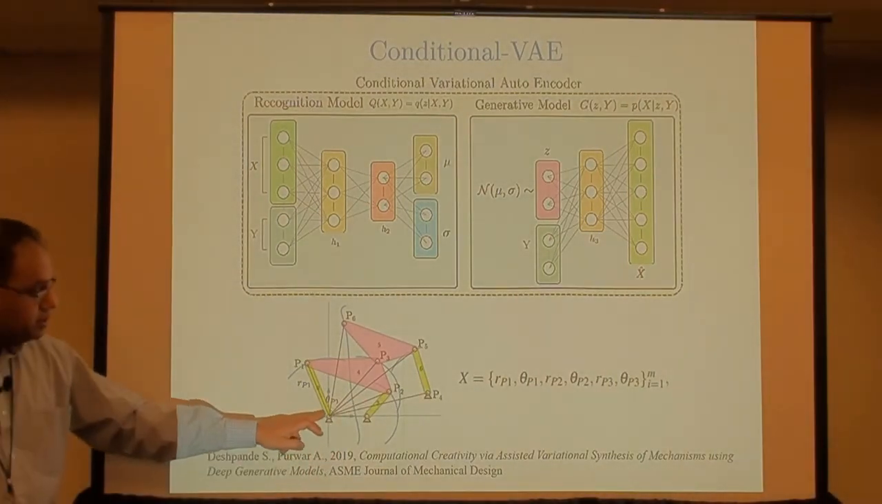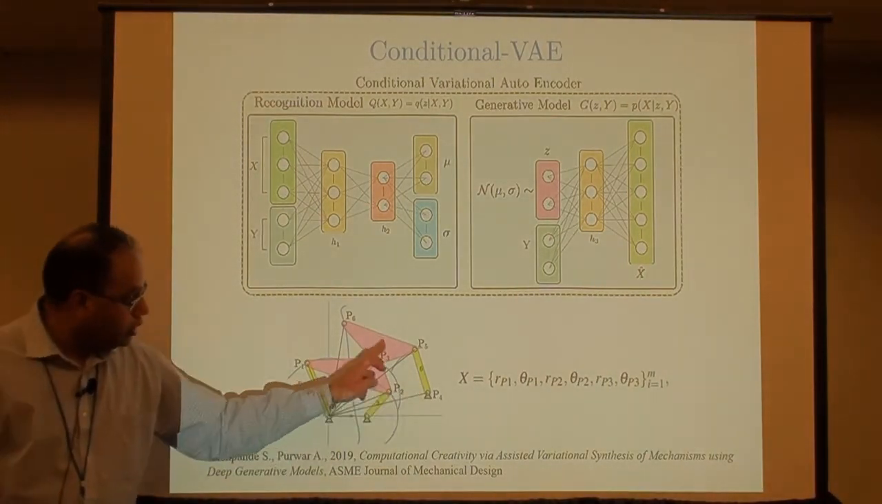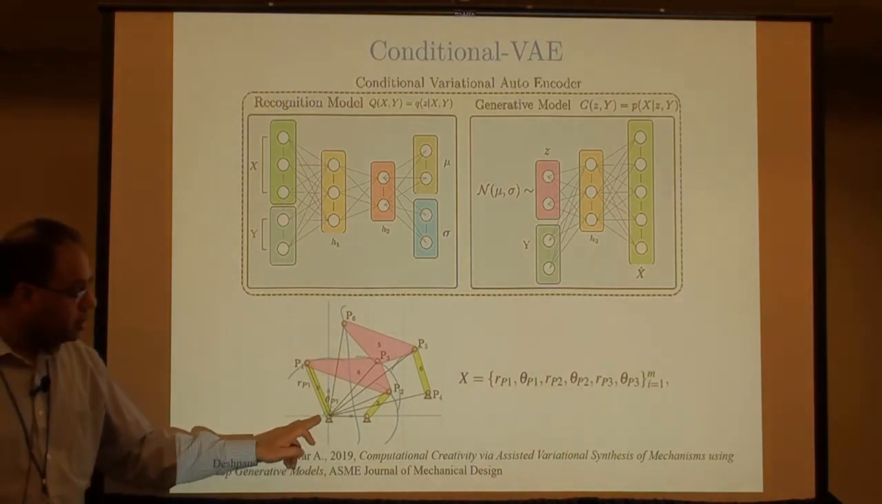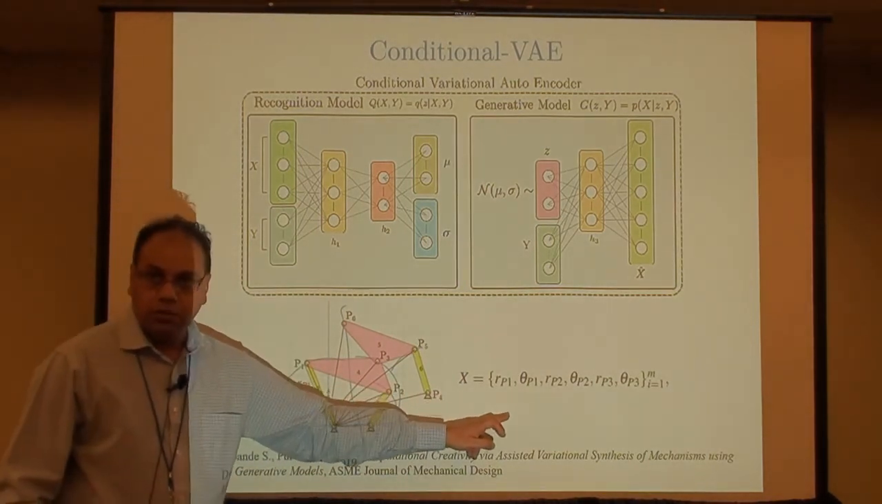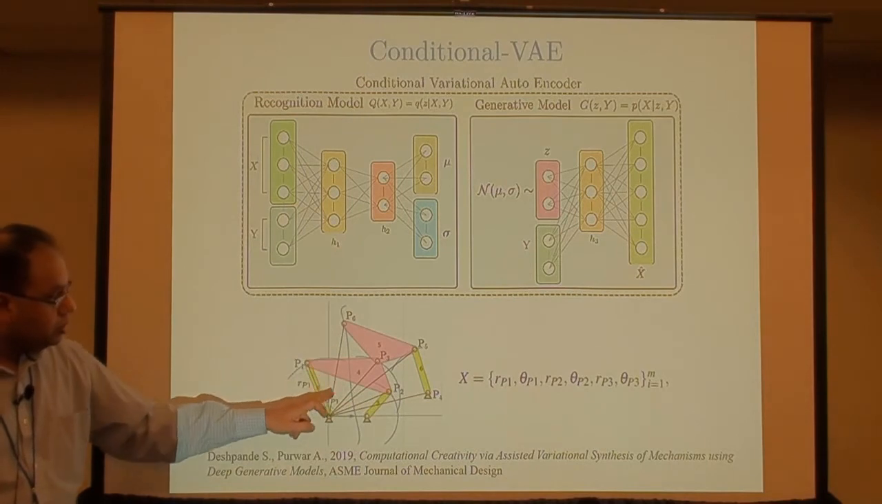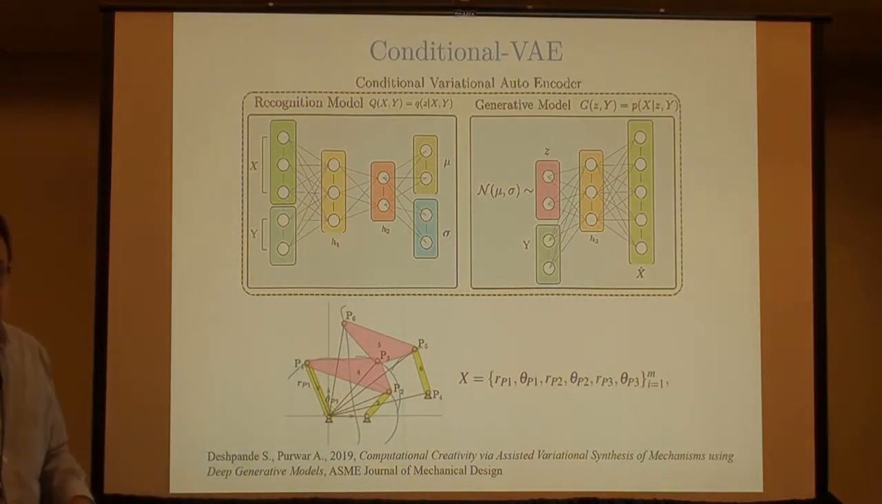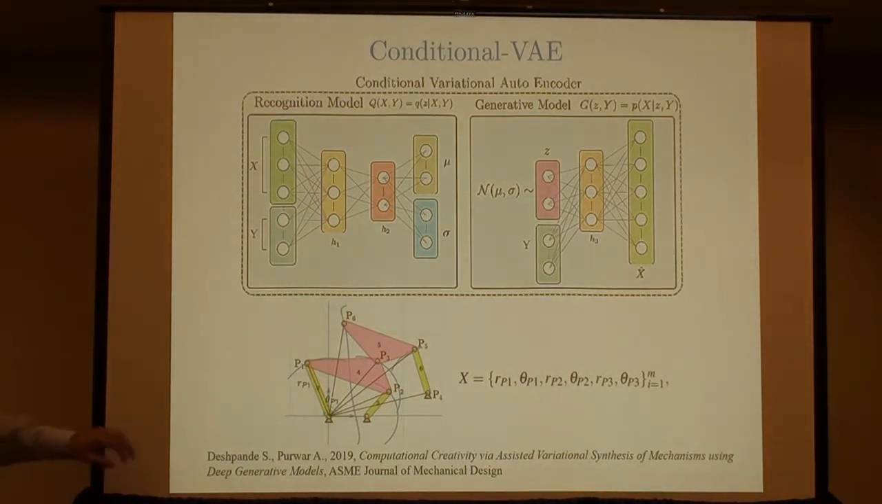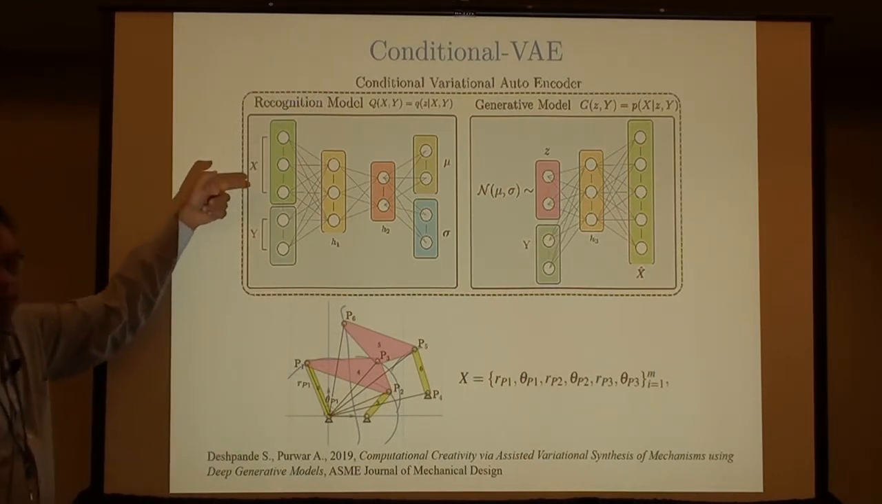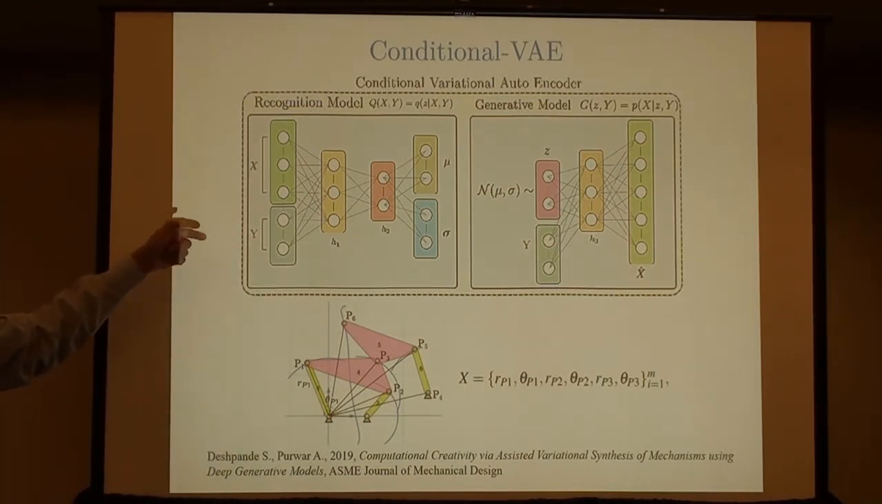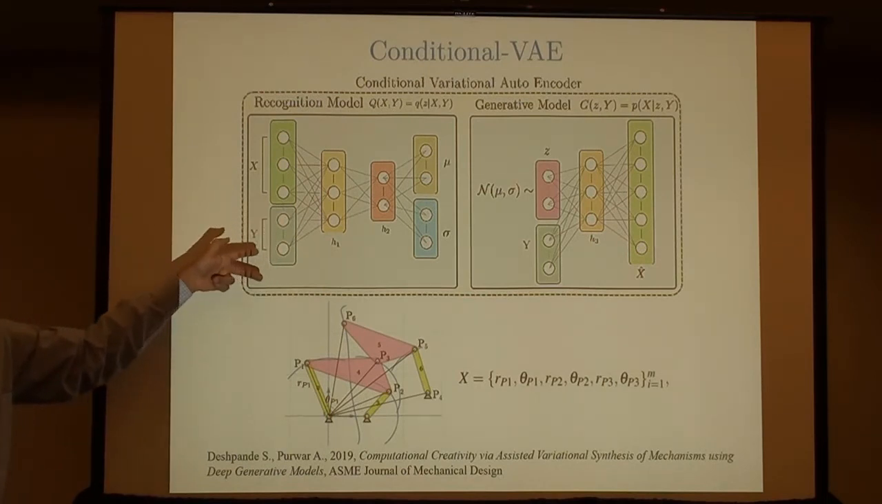So here's the Stephenson 6-bar, and we have all these joints. All these joints are now described using a polar coordinate system. So if you have 6 joints, you have 12 such numbers, right? If you have 3 joints, you have a total of 6 numbers. Once you have all these over the whole crank rotation, you flatten that and feed that into X, and Y is your label, which is a path.